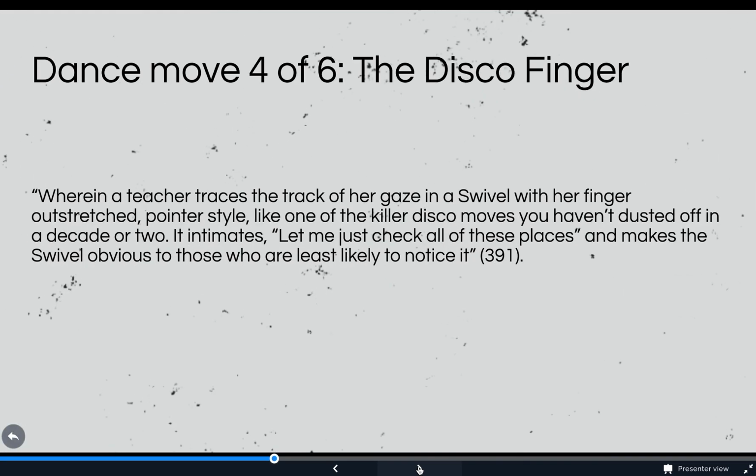Dance move number 4, the disco finger, wherein a teacher traces a track of her gaze in a swivel with her finger outstretched, point style. Like one of the killer disco moves you haven't dusted off in a decade or two. It intimates, let me just check all of these places, and makes a swivel obvious to those who are least likely to notice it. I'm not really sure what this one meant, so I will let you guys translate it to however you would like.